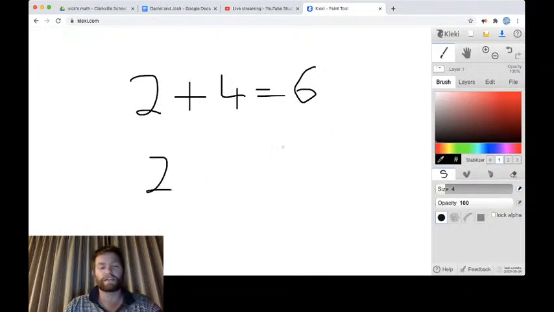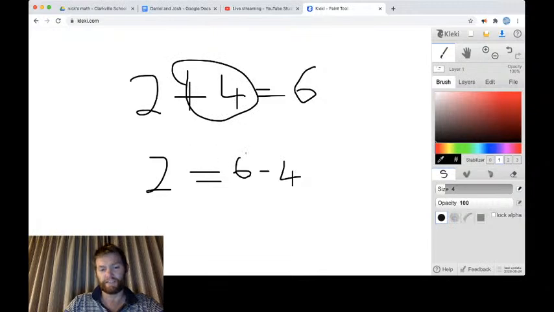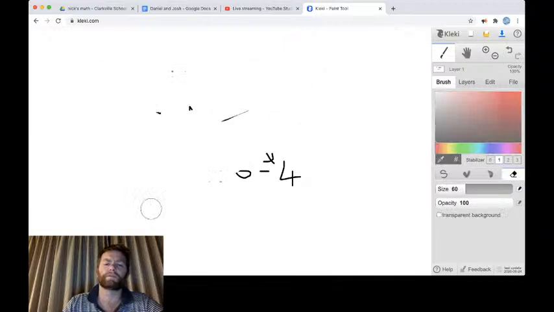Now, if I want to, I can say 2 is equal to 6 minus 4. So what I did is I took this number, which was a positive 4, and I changed it to a negative on the other side of the equation. It's still true. That's an ugly drawing, but I'm sure you get what I mean.